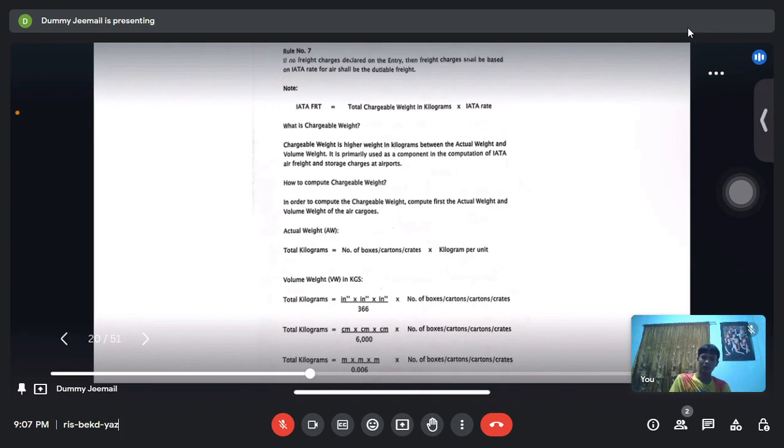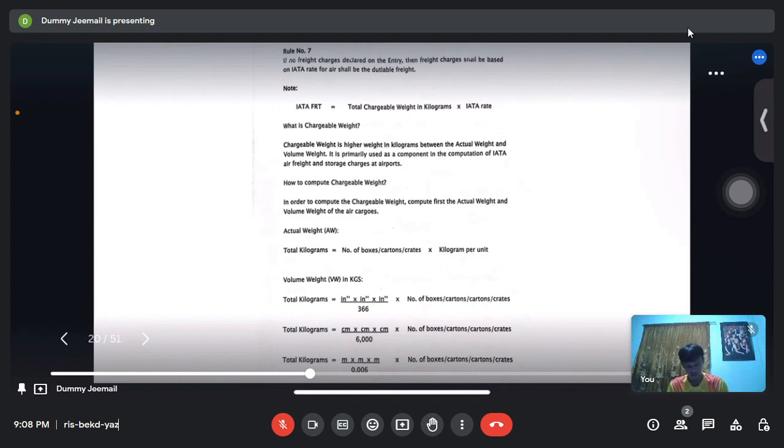So all we have to do is to multiply the number of boxes, cartons, or crates sa kilogram per unit. So example, no? So if naas example based sa book, kay later on I will give my own example, no?